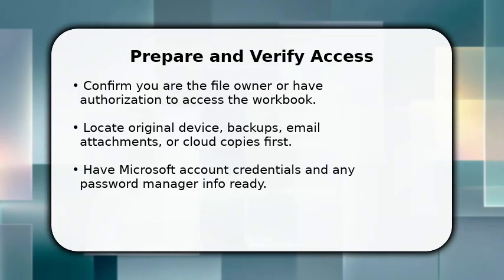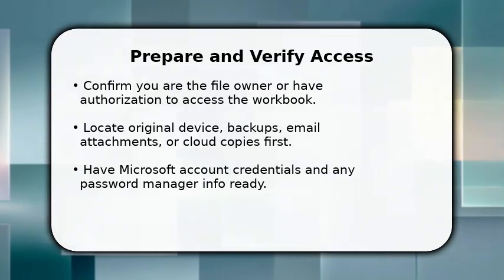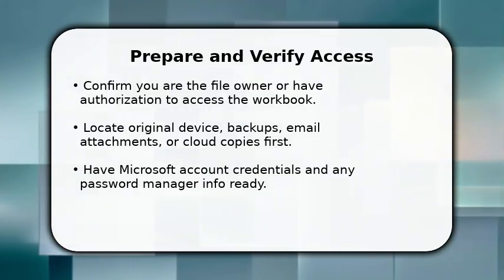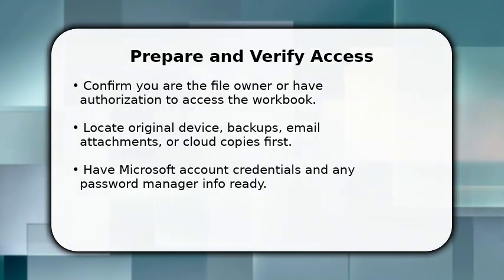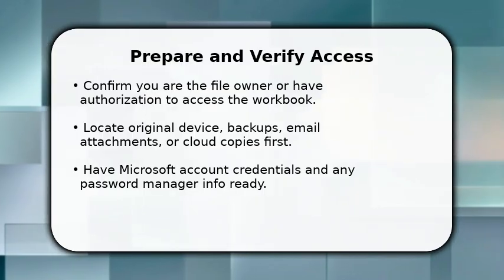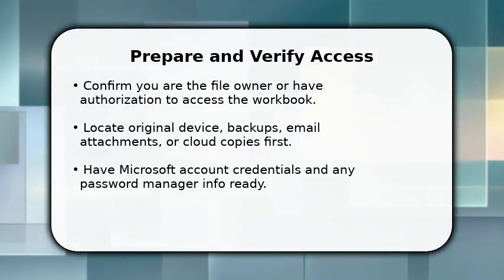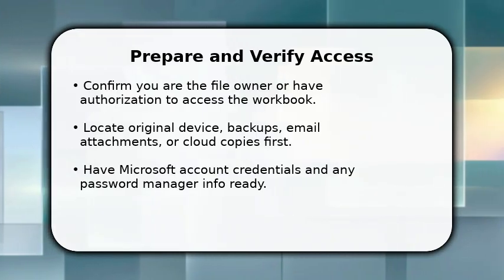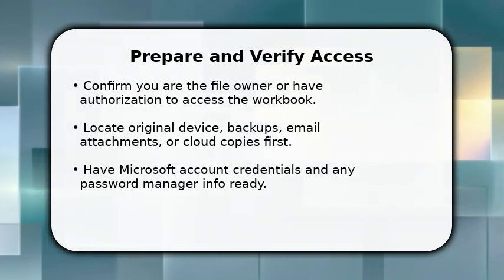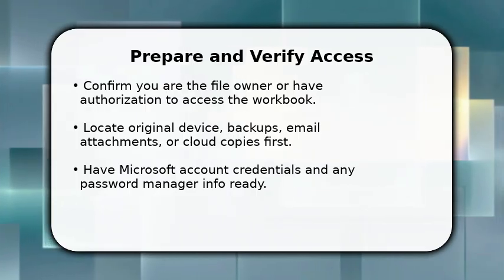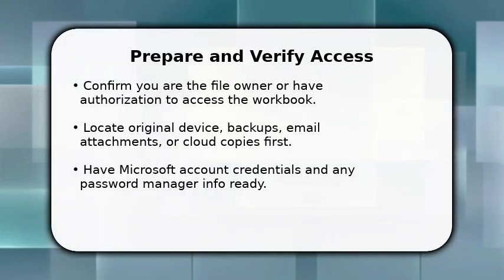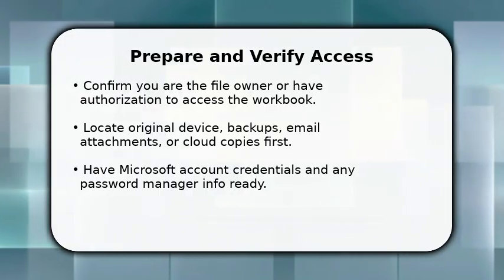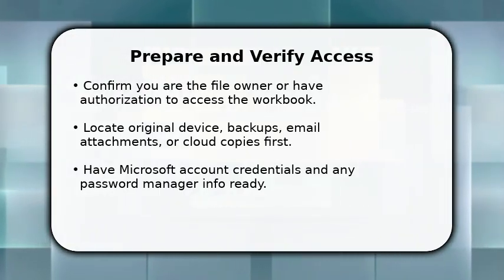You start by confirming authorization and gathering evidence you own the file. This avoids legal trouble. Once done, check the original device and cloud backups for an unlocked copy, and sign into the Microsoft account tied to the workbook. Make sure to open any email attachments where the file was first received and check password manager entries. These immediate steps often restore access without risking data loss, so act on them before attempting drastic measures.